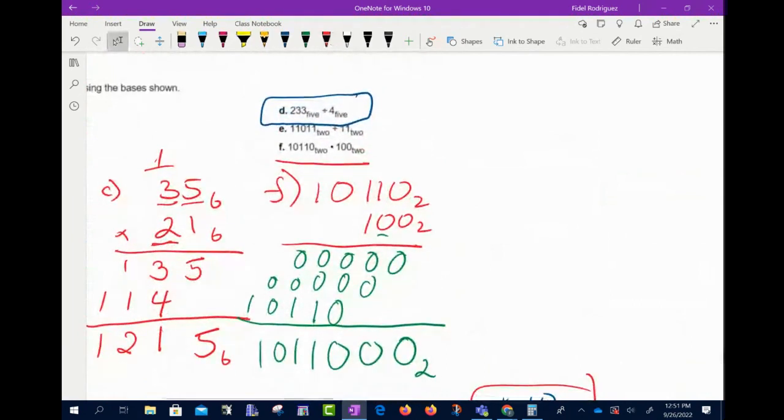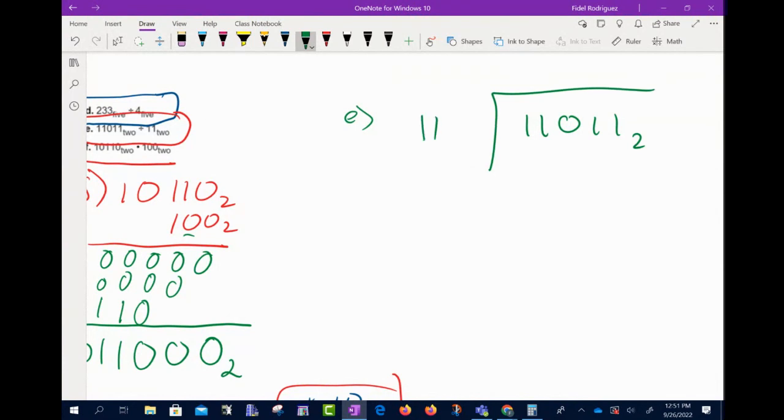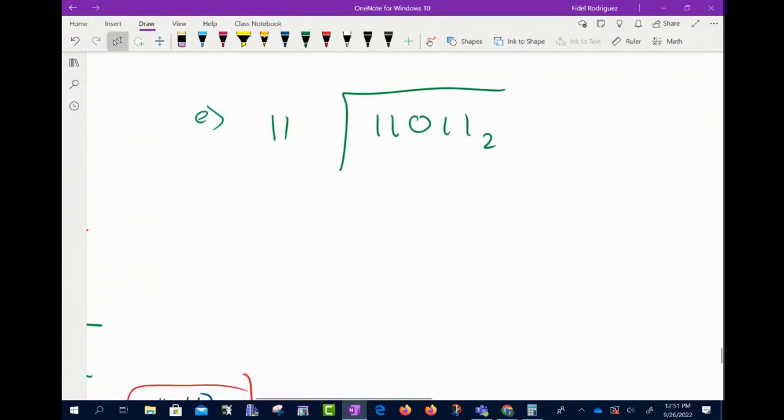And I want to say there's one more, y'all. So let's come back over here. Here it is. Okay, so 11011 divided by another 11. Okay, so let me do it over here where I have some room: 11011 in base 2, and we're dividing that by 11 in base 2, okay?